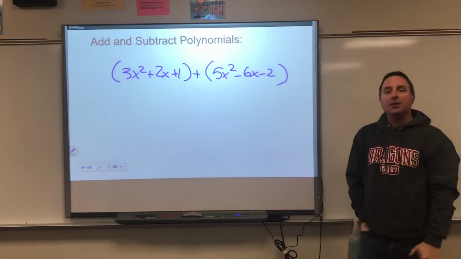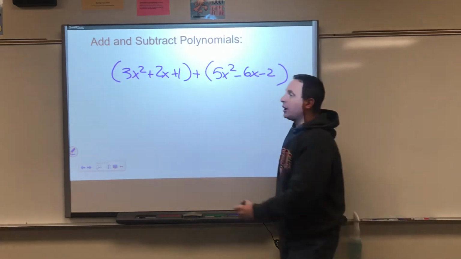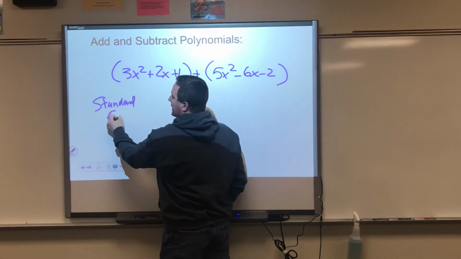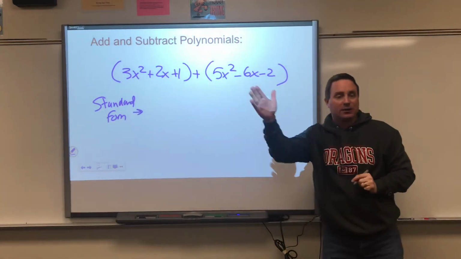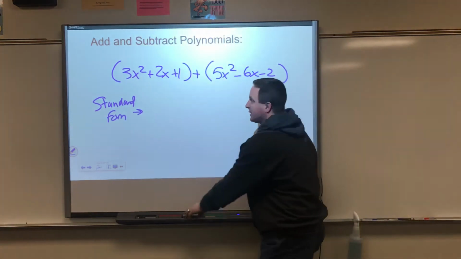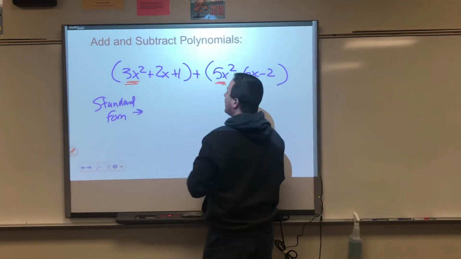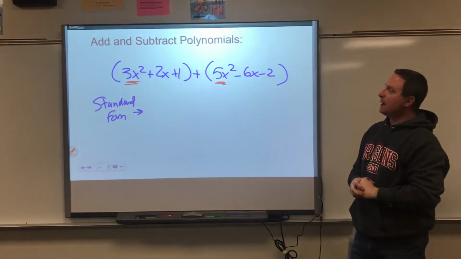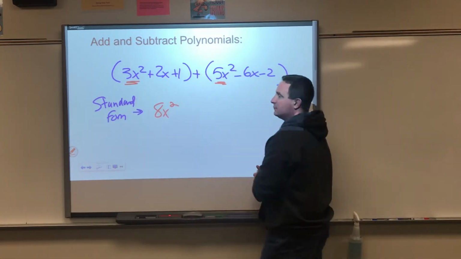And really, all this boils down to is combining like terms. We always like our answers to be written in standard form. So we want to find the biggest power and write it first, all the way down to its smallest power in the constant. So when I look at these things, I look for the biggest power. The biggest powers I see here are x squareds. I have a couple of them and I can combine them. 3x squared plus 5x squared is 8x squared.